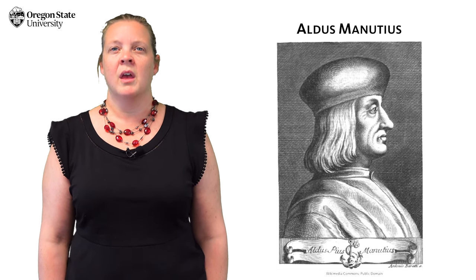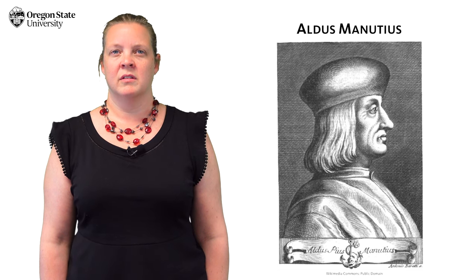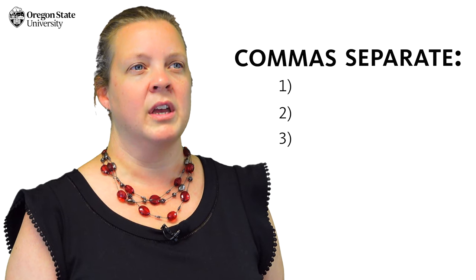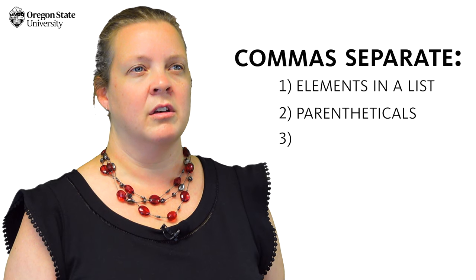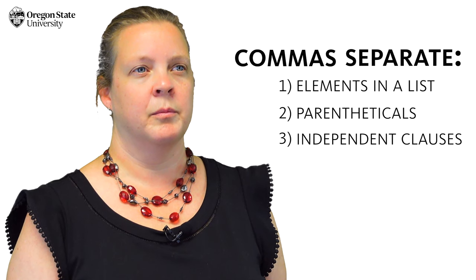The answer takes us back to the 1400s, when the modern comma, that little curve at the bottom of a line of type, was invented by an Italian printer to separate items within a sentence. That's still largely their purpose today. Primarily, commas separate three kinds of items: elements in a list, parentheticals, and independent clauses.